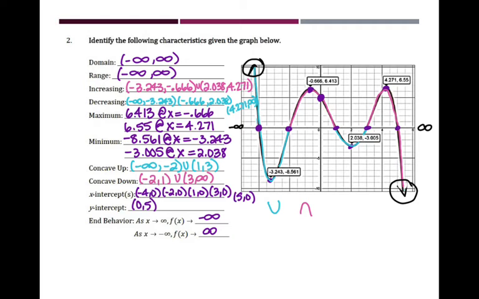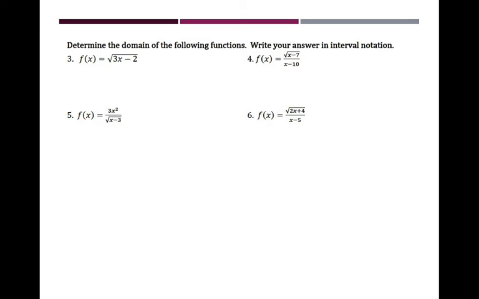All right, moving on from characteristics. Find the domain of the following functions, and write your answers in interval notation. When you're trying to find the domain, there are a couple of things you have to pay attention to. Number one, you cannot take the square roots of negative numbers because they are imaginary. And number two, you cannot divide by 0 because that doesn't give you a real number for an answer.